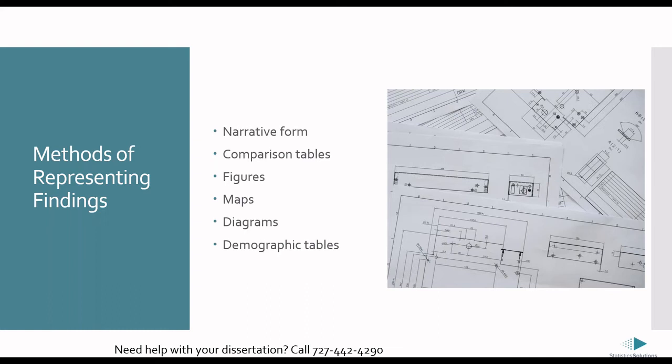Maps, for example, maybe you are doing a case study with an elementary school. And so part of that is really understanding the layout of the classroom. Okay, that is really important for context. And so maybe you have something in the chapter that shows this for the readers. Okay, you don't have to use all of these. You don't have to use any of them, other than narrative form, but it can be really helpful to visualize qualitative data in some other ways.